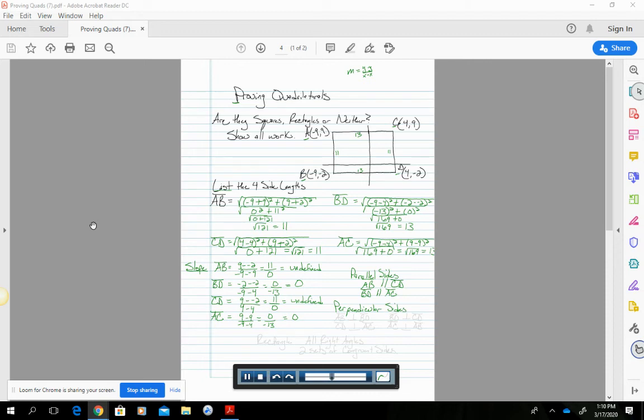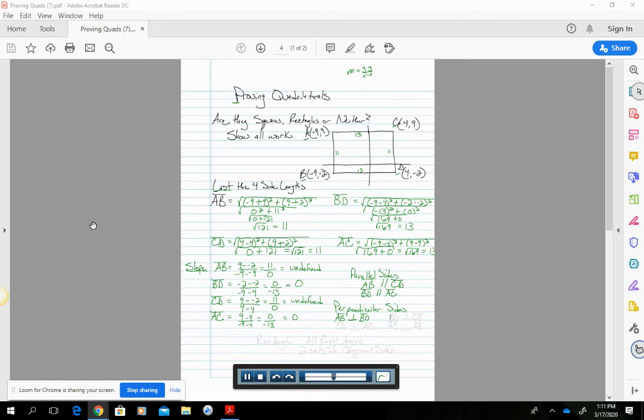So your perpendicular sides, which ones are perpendicular? Which ones create a 90-degree angle? Well, if you were dealing with numbers, if you'd have 2/3, perpendicular would be a negative 3/2. It's called a negative reciprocal. You flip it upside down, change the sign. In our case, an undefined and a 0 slope are perpendicular. So we can say that segment AB is perpendicular to segment BD because you have an undefined slope and a 0 slope.